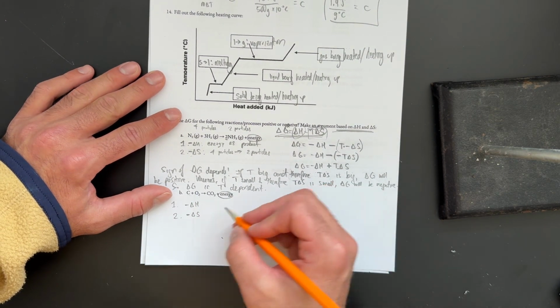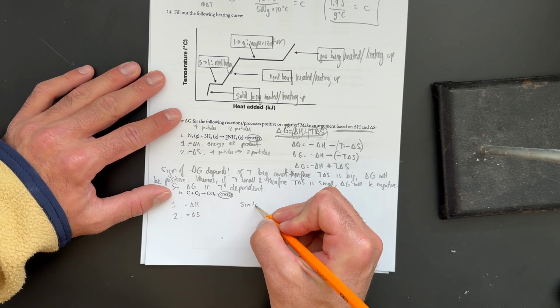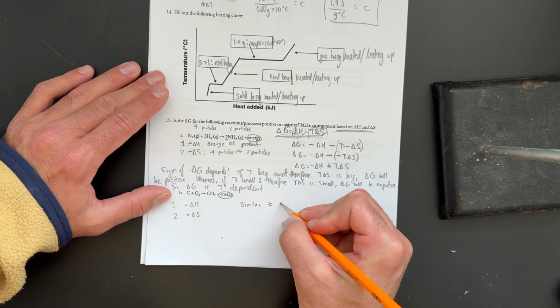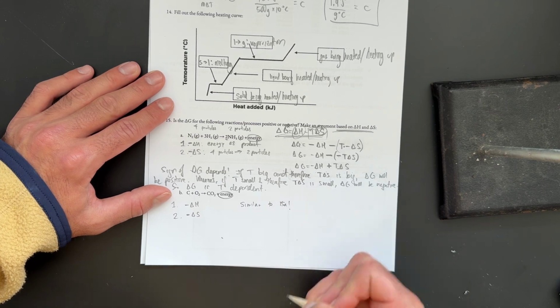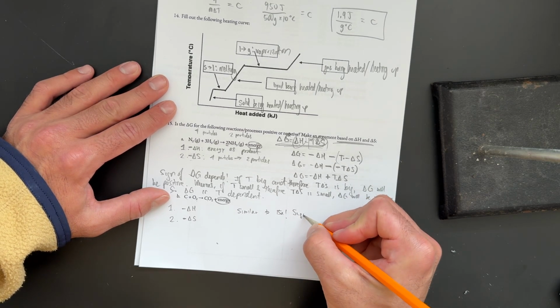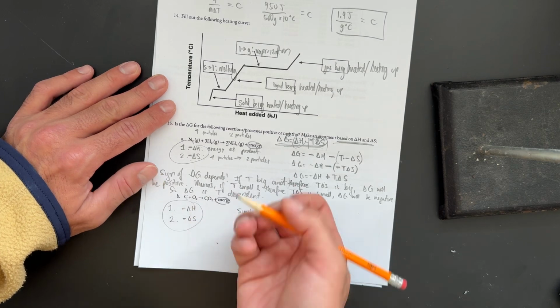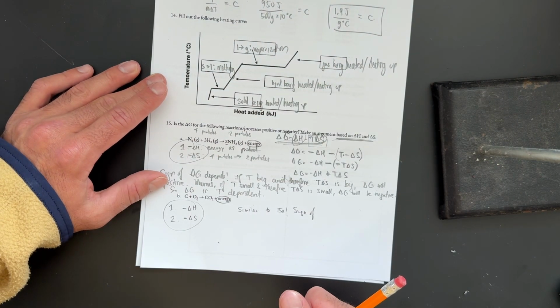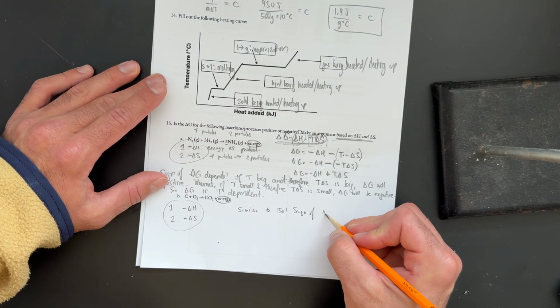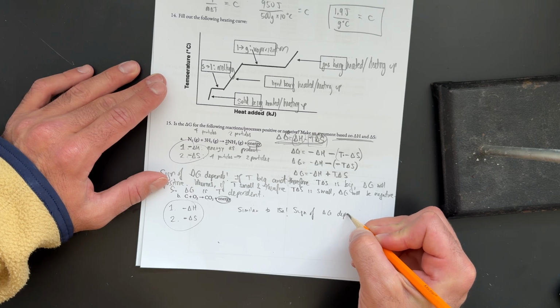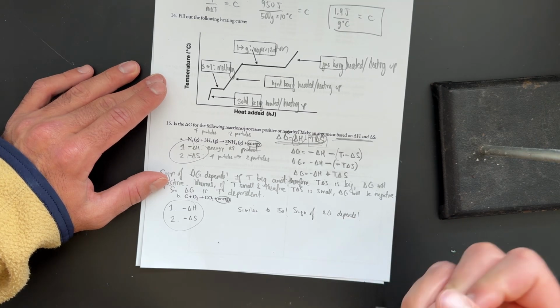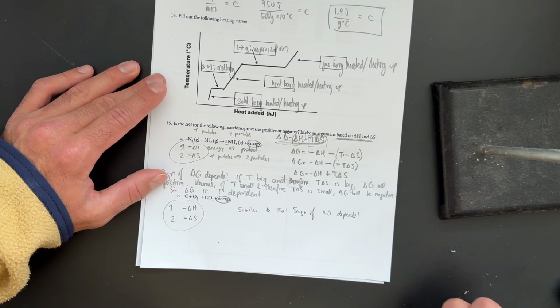Again here, it's similar to 15a. The sign of delta G depends, right? It's actually the exact same situation, because delta H and delta S are the exact same thing as in A. So the sign of delta G depends. Now, I didn't do this on purpose. This is just what these problems turned out to be like. But yeah, the sign of delta G depends.